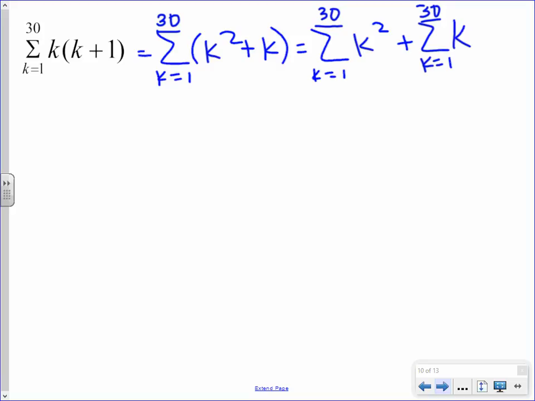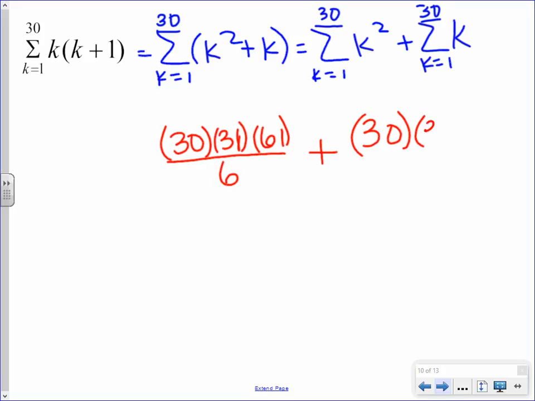Okay. So our k squared shortcut is n times n plus 1 times 2n plus 1 all over 6, plus our k shortcut is n times n plus 1 all over 2. With your calculator, what is our sum? 9,900.